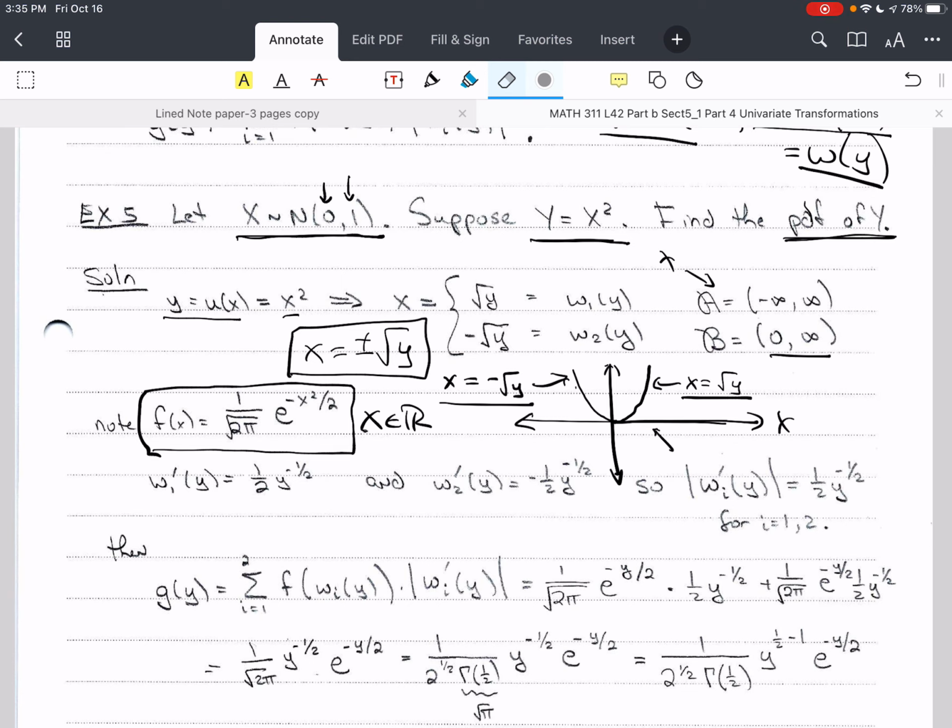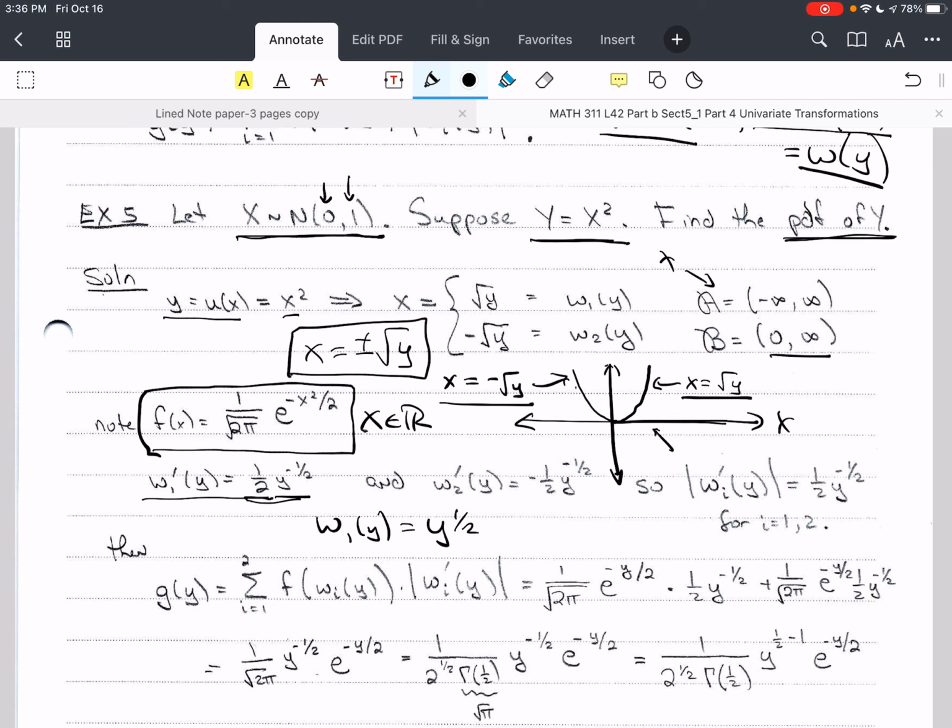So we can rewrite that as y to the 1/2. So w1 of y equals y to the 1/2. When we take the derivative of that, we multiply by 1/2 y, and then 1/2 minus 1 is negative 1/2. So that's our derivative of w1.